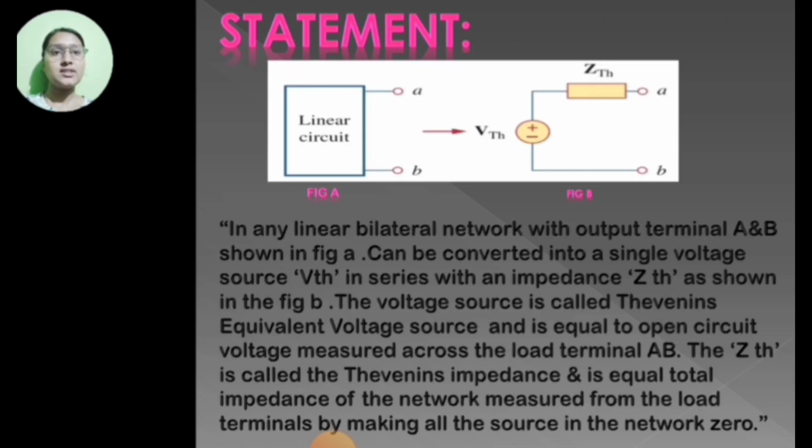The statement of Thevenin's theorem: any linear bilateral network with output terminals A and B, shown in figure A, can be converted into a single voltage source VTH in series with an impedance ZTH, as shown in figure B. The voltage source is called Thevenin's equivalent voltage source and is equal to the open circuit voltage measured across the load terminals A and B. The ZTH is called Thevenin's impedance and is equal to the total impedance of the network measured from the load terminals by making all the sources in the network zero.